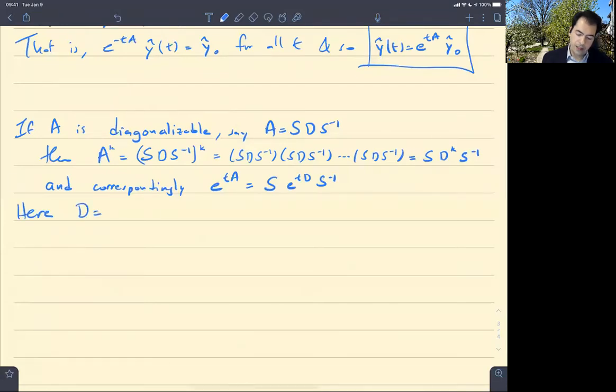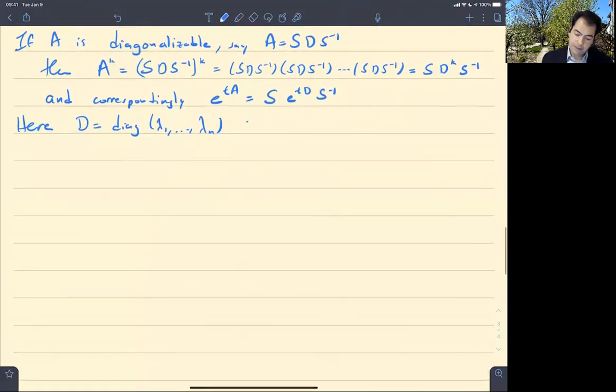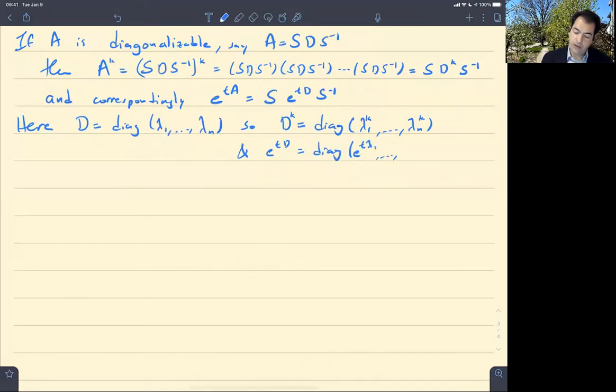Now here D is a diagonal matrix, lambda 1 through lambda n on the diagonal, with those being the eigenvalues of A. So D to the k would just be lambda 1 to the k through lambda n to the k on the diagonal. And correspondingly, e to the tD would be a diagonal matrix with e to the t lambda 1 through e to the t lambda n on the diagonal.